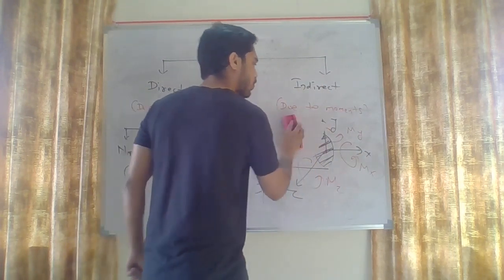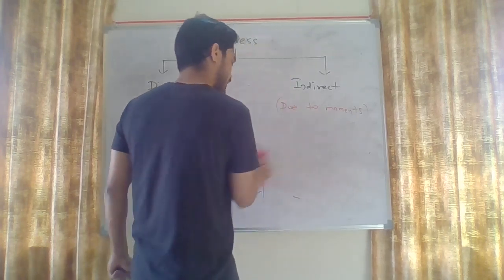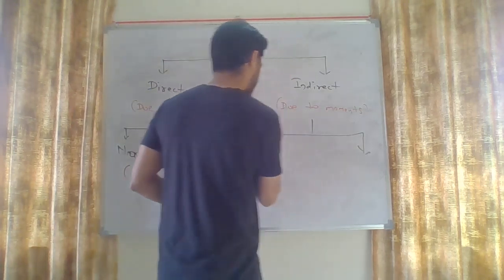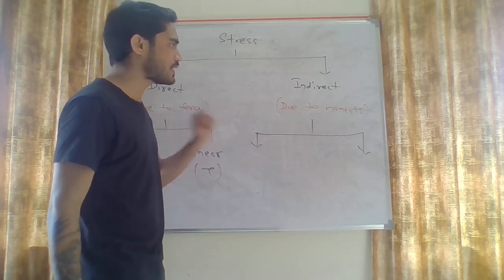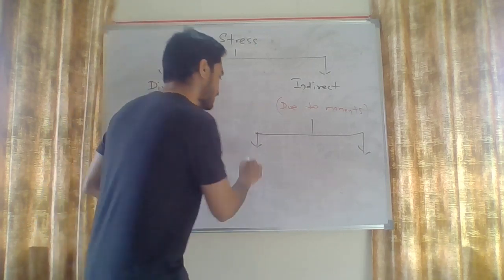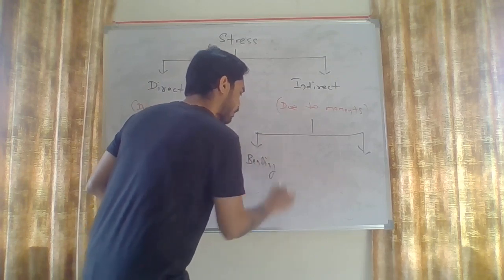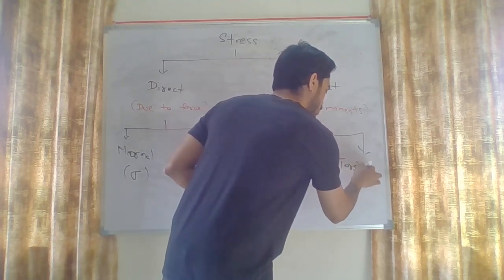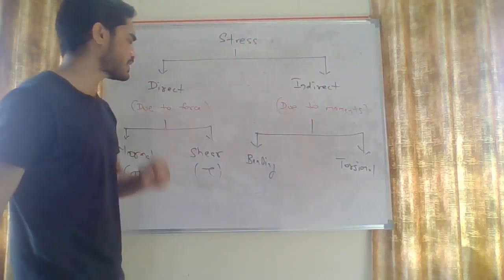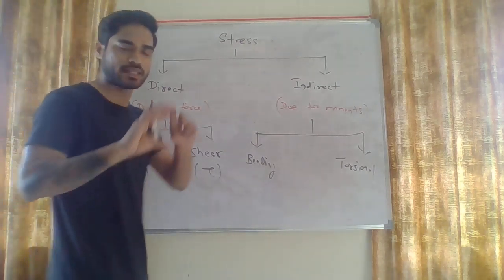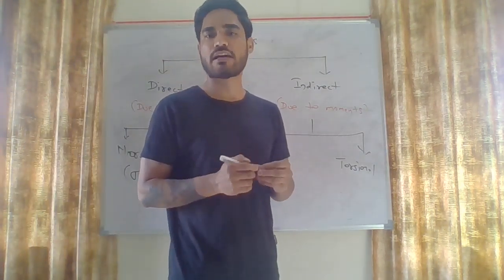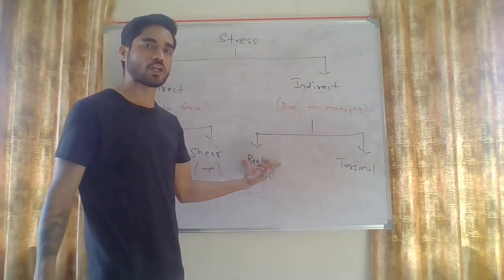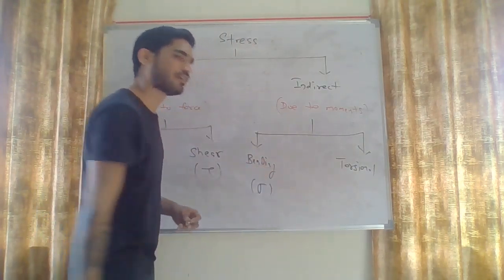Okay. So now you know that if there is a moment, it can be bending or it can be twisting. So there are two stresses, my friends. In case of bending, the stress is known as bending stress. And in case of twisting, the stress is known as torsional stress. Now bending stress is also a type of normal stress because in case of bending, whatever internal force is developed, that is also normal. Here also internal force is normal. Here also internal force will be normal. So this is also a type of normal stress, sigma.